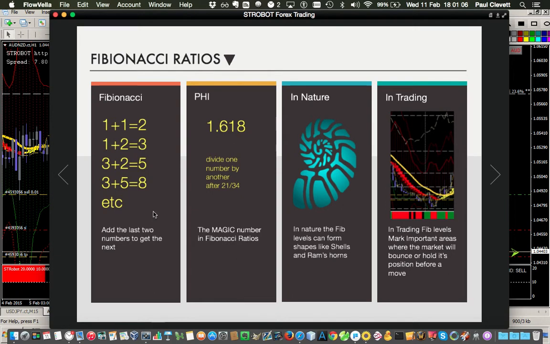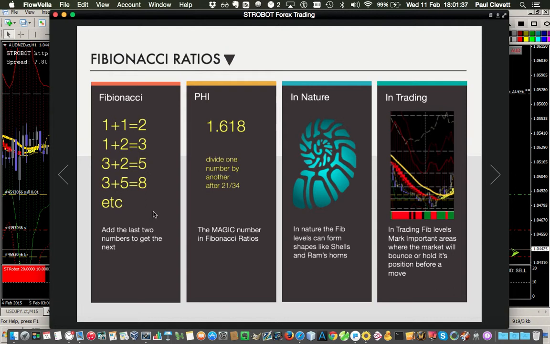It could be that there are so many traders using it that when they see the trade getting close to a fib level, they go, okay, I'll take the trade off, or I'll put a new trade on, or whatever. But I think that's unlikely. I think it's more just to do with the way the world works. So in trading, fib levels mark important areas where the market will bounce or hold its position for a move. So trading near a Fibonacci level is a dangerous game, but unfortunately you have to do it.